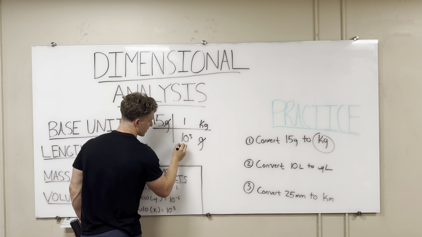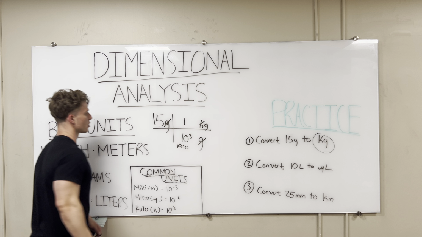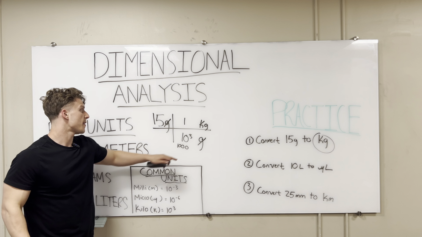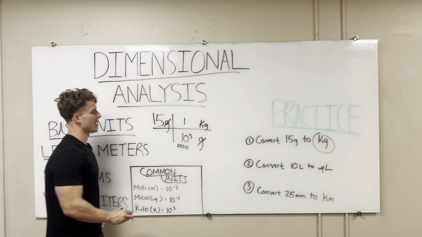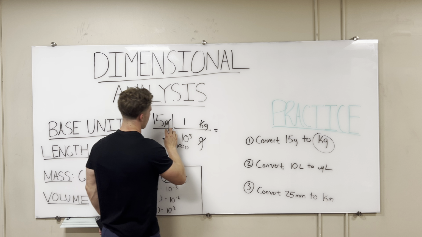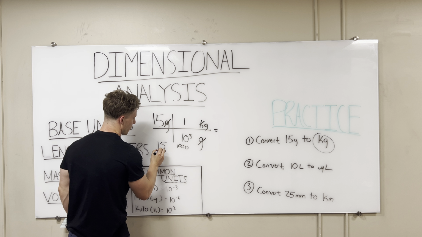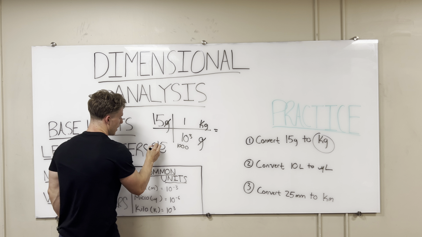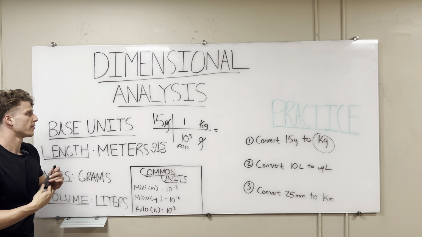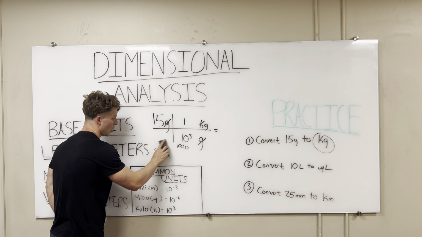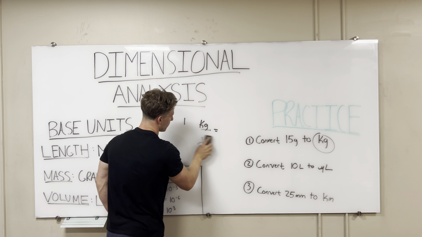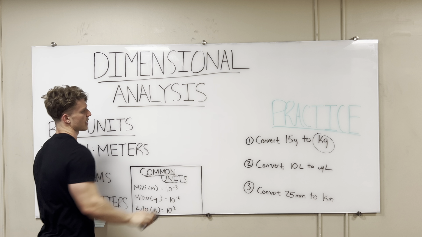Now 10 to the third is the same as 1,000. So 15 divided by 1,000 will give us our final answer in kilograms. If we took 15 and divided by 1,000, we can move the decimal point 3 times, and that would be 0.015 kilograms. Okay, so let's tackle our next problem using the same method.